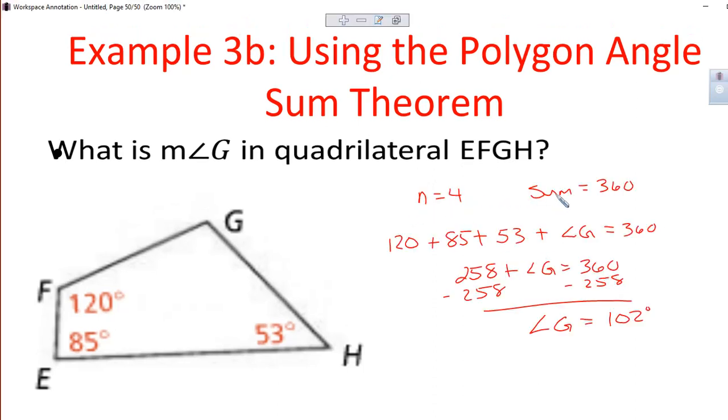All right, we have 4 sides. That sum is going to be 360. Add your angles up. 120 plus 85 plus 53 plus angle G is equal to 360. That adds up to be 258 plus angle G equals 360. Subtract 258. That's going to give us that angle G is 102. You can always double check by adding it up and making sure that it equals 360 degrees.